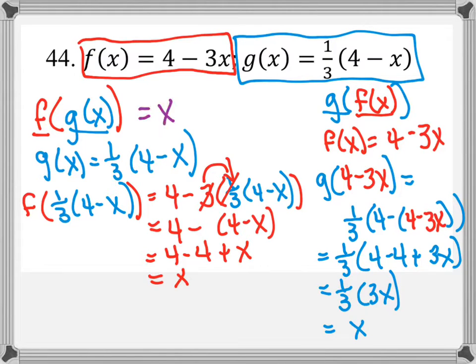So here, f of g of x equals x, g of f of x equals x. And in the next section, we're going to find out that this means something special when that is true. And just as a sneak preview, these two functions are inverses of each other.